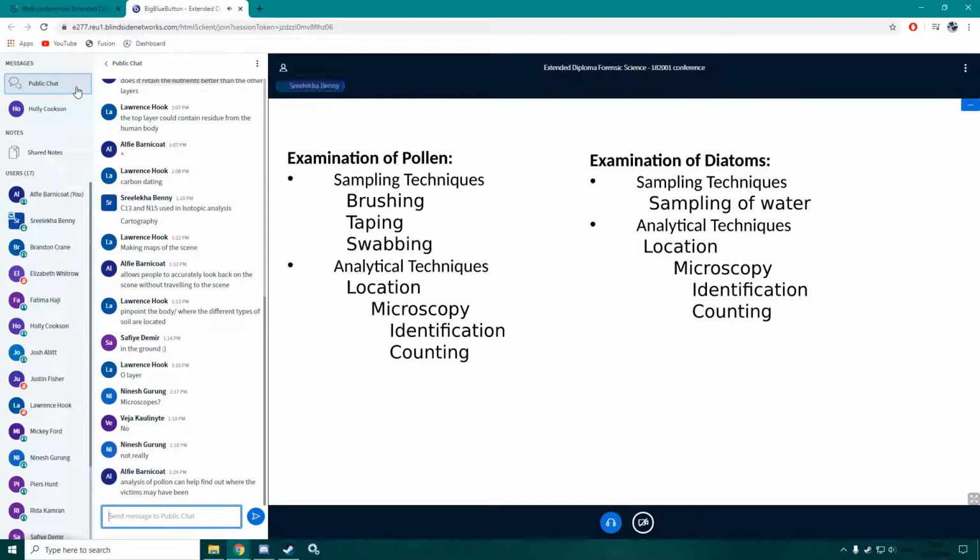And also some drugs. That's one of the important things, like cannabis. We can identify these drugs using pollen.